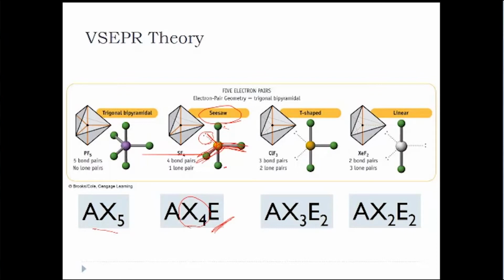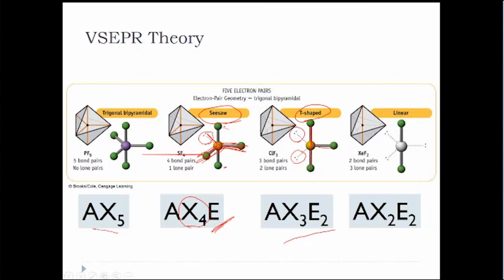What if my VSEPR designation is AX3E2? I still have 5 groups of electrons to account for, but this time only 3 of them are bonding and 2 are lone pairs, so we need to remove another position that's an equatorial position, and what we're left with is something that looks like a T, and we call it T-shaped.